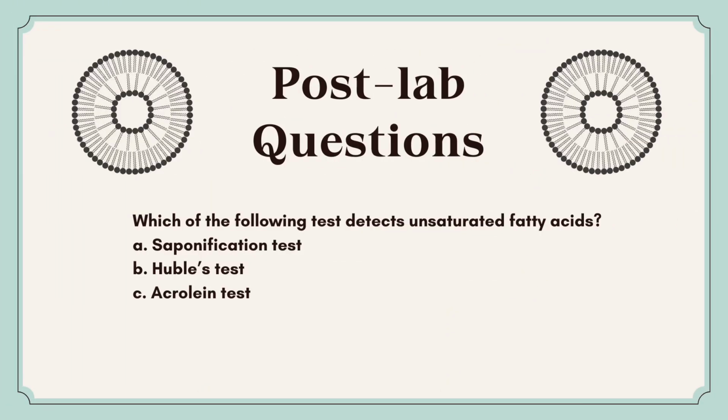Post-lab question 2. Which of the following tests detects unsaturated fatty acids? A. Saponification test. B. Hubble's test. C. Acrolein test. B. Hubble's test is the correct answer. According to Rajput 2018, Hubble's test is used to detect the degree of unsaturation in oils or fats.